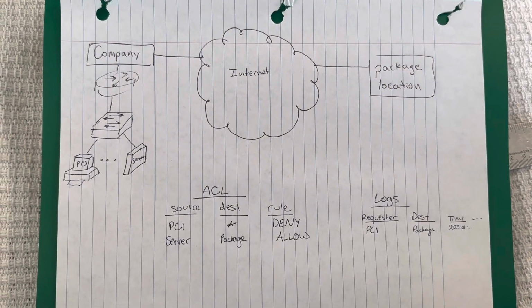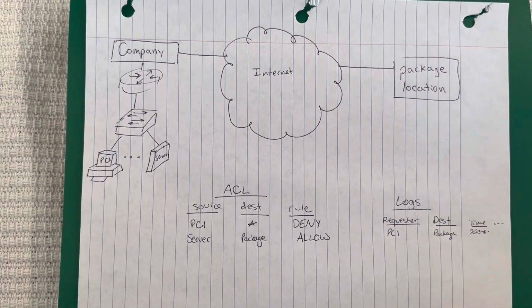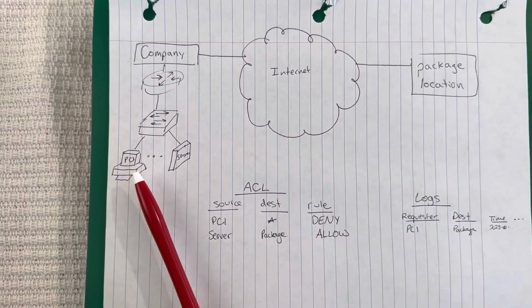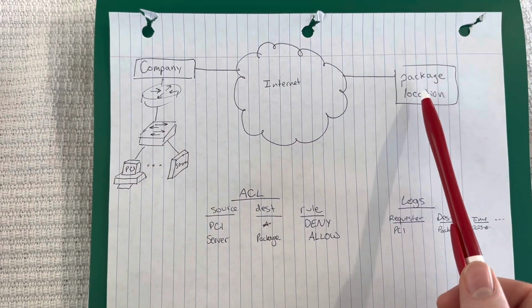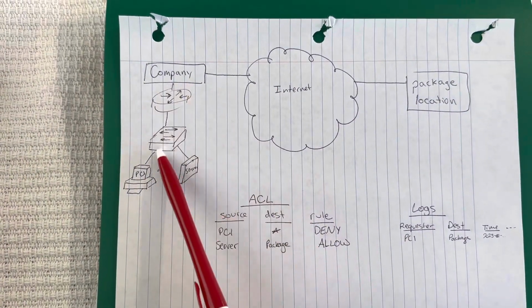Normally when you request to download a Python package with pip or Anaconda, it goes right from your computer, PC1 in this case, and it goes through the internet to the package location, and that download comes right back.